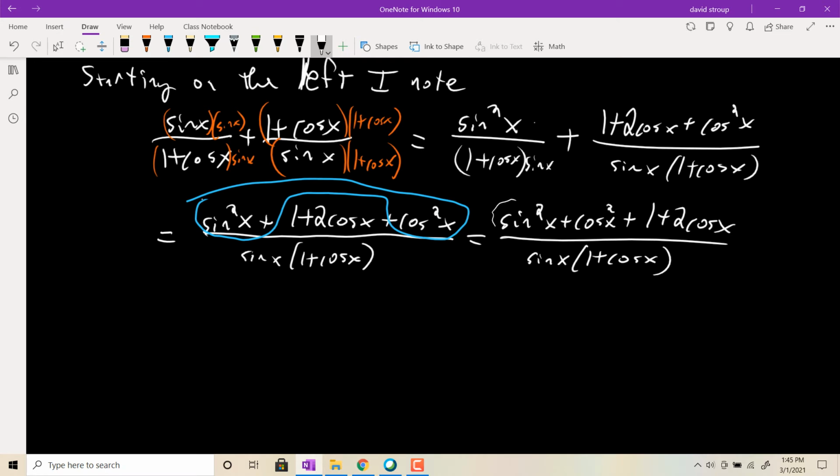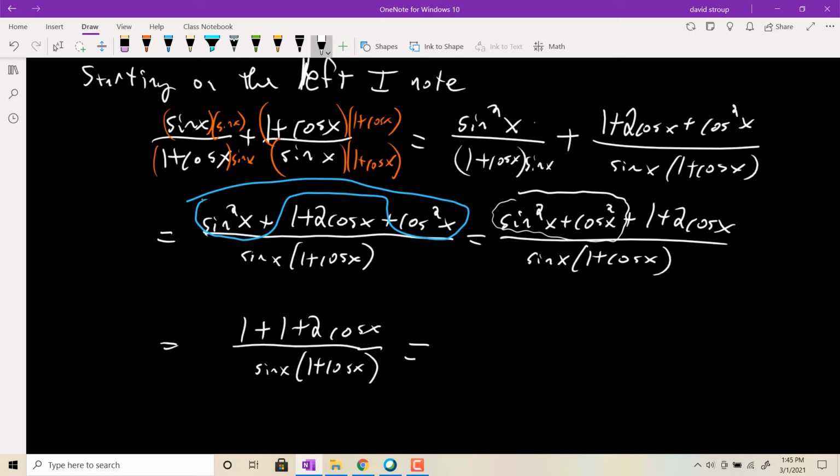Again, this part you could do a substitution; that's just equal to 1. So it's 1 plus 2 cosine x all over sine x times 1 plus cosine x. And then 1 plus 1, of course, is 2, plus 2 cosine x all over sine x times 1 plus cosine x.